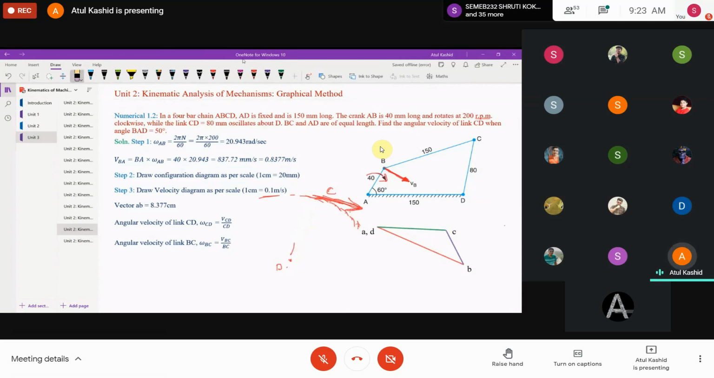I think for all the links, the velocities are very clear, right? So this is the understanding before drawing the velocity diagram. Please reply in the chat box whether these things are clear to you, how the velocity is represented for the link.